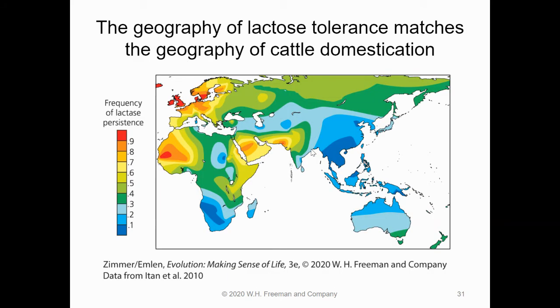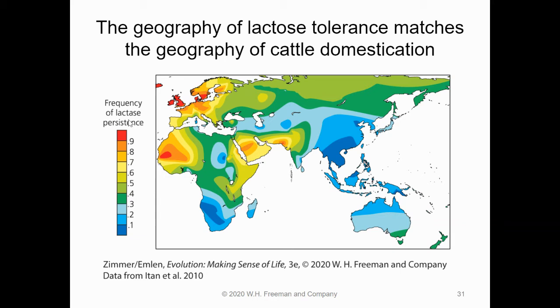So let's look at an example of lactose tolerance. Here we see that there are some regions of the world where the frequency of lactase persistence is high. Ordinarily, after a baby stops breastfeeding and doesn't have any more milk, there would be no reason to produce the enzyme lactase, which breaks down lactose into glucose and galactose.